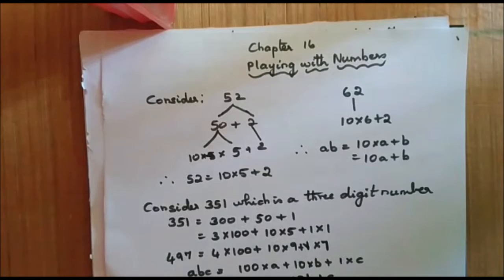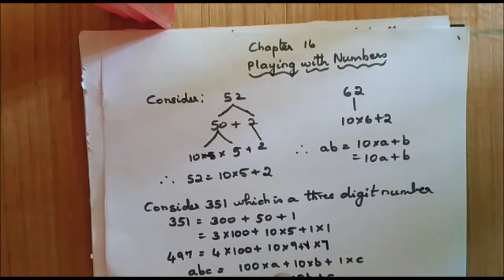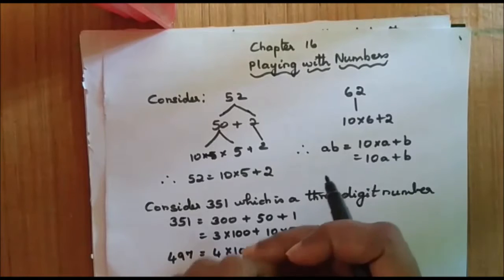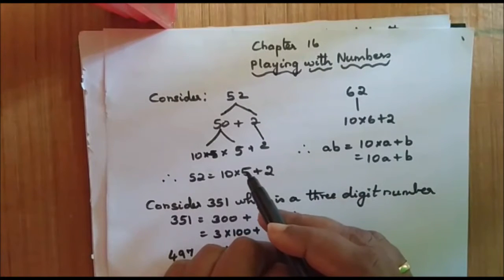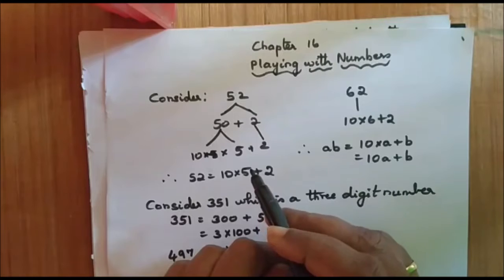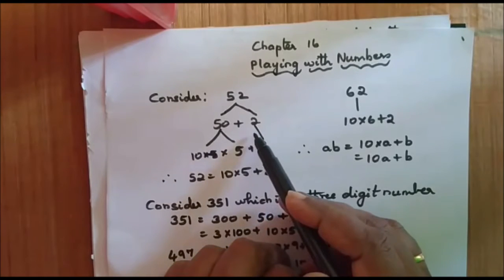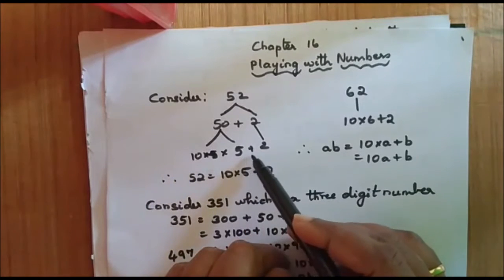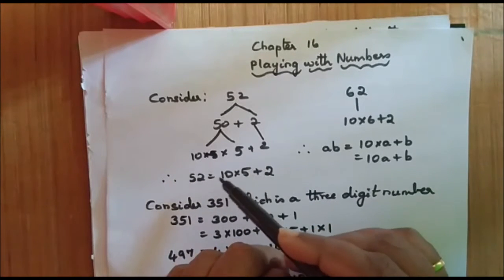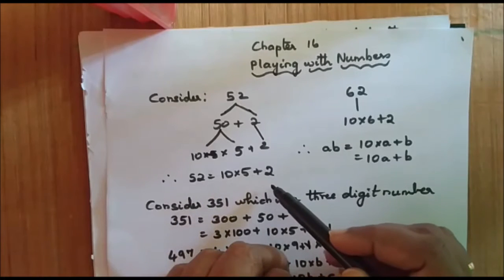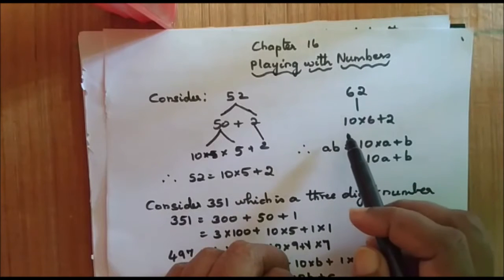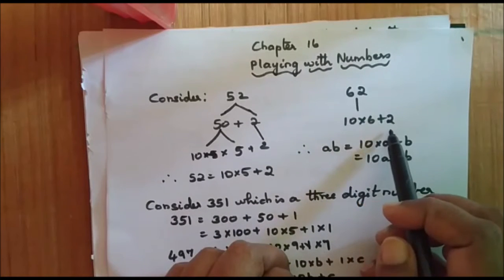Hello friends, in today's class we'll start with the next chapter, that is playing with numbers. Let us first take a number 52. What is 52? 52 is a two-digit number which can be written as 50 plus 2. Now 50 plus 2 can be further written as 10 into 5 plus 2. Therefore, 52 is equal to 10 into 5 plus 2. Similarly, let me take another number 62, which is nothing but 10 into 6 plus 2.